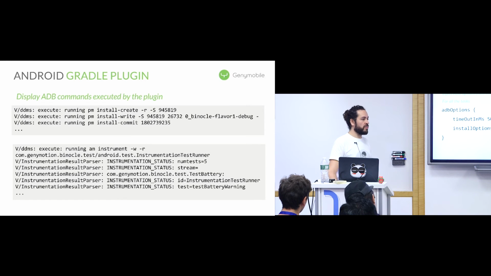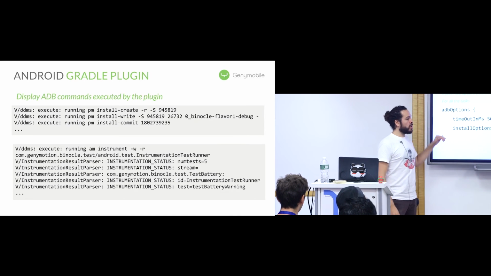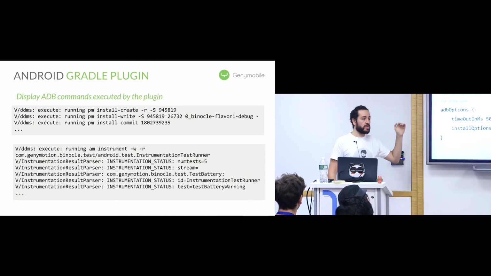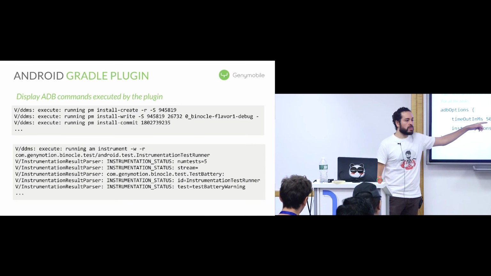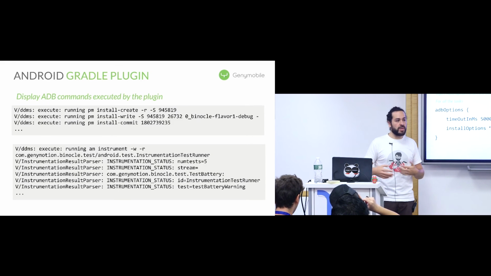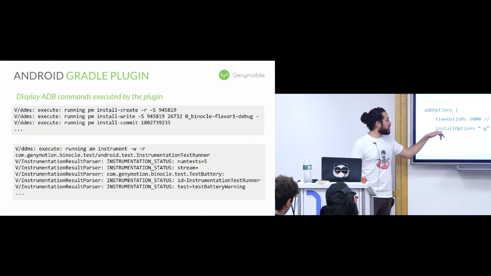Another interesting thing that I found, and I don't think it's documented: you have these ADB options. If you open the ADB options block, you have two parameters that you can set. Timeout in milliseconds, so if you have a long delayed ADB connection that sometimes fails your build, your installation or your test, you can change it. And also install options.